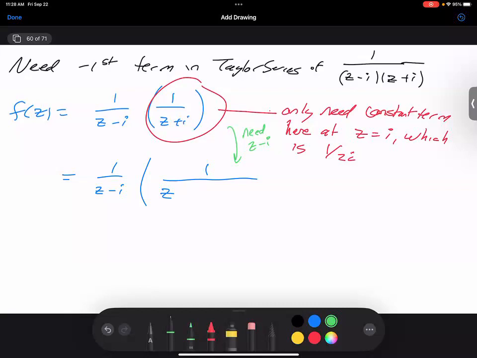minus i. And now what do I put in after the minus i? I put in a plus i, right? I've added 0. And now I've got a z minus i. So this is the same as 1 over z minus i. And now what do I have? I've got 2i plus z minus i to the -1.